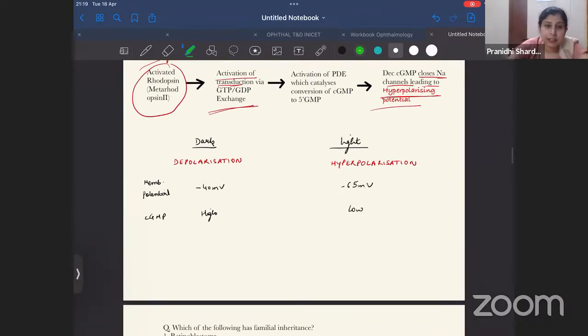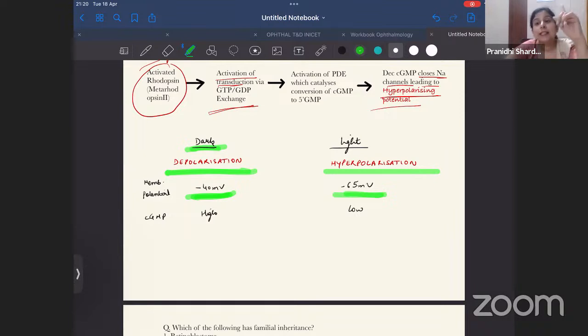So again, in the dark, the cell is in a depolarized state. What will be the membrane potential? Depolarization means sodium ions are going inside, the plus sign is going inside, so it will be less negative. So it is minus 40. While in light, hyperpolarization is occurring. Sodium is not going inside, so it will be more negative, minus 65. cGMP is high in the dark state and low in the light state. So the photoreceptors act via hyperpolarization and low neurotransmitter.